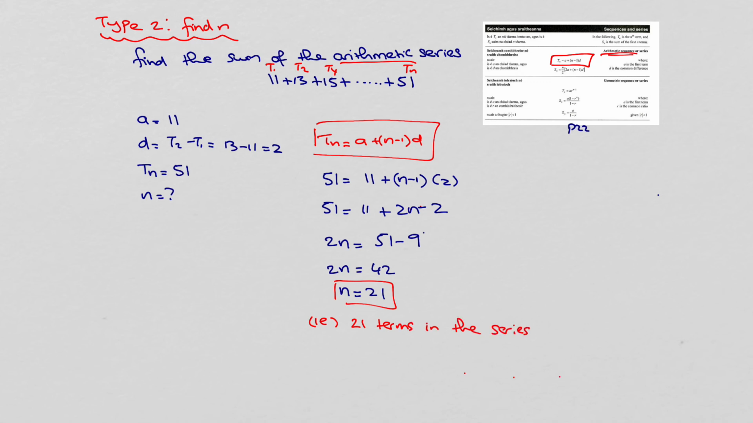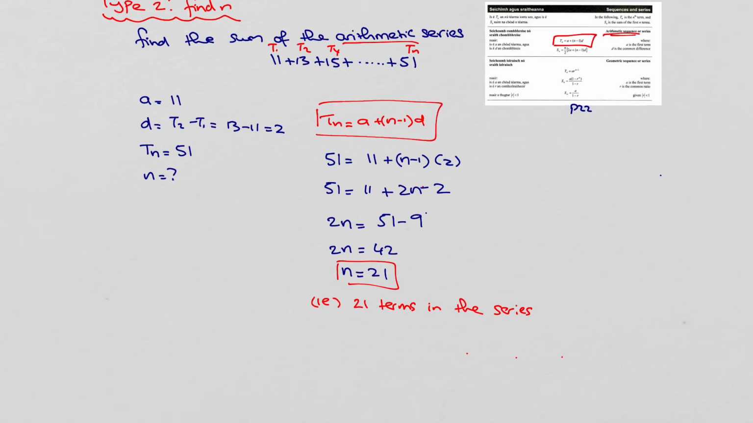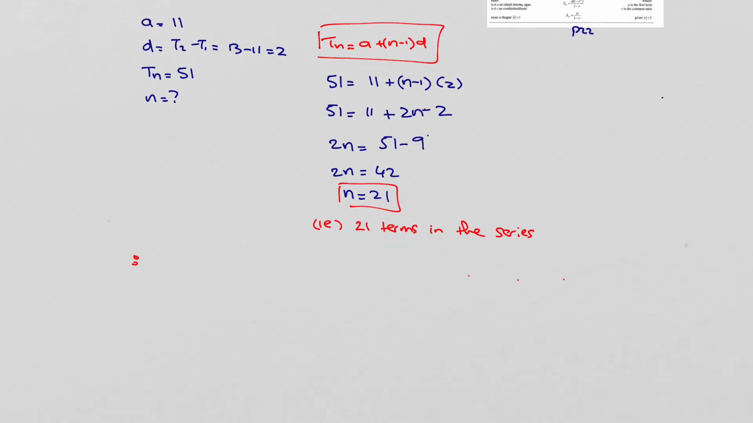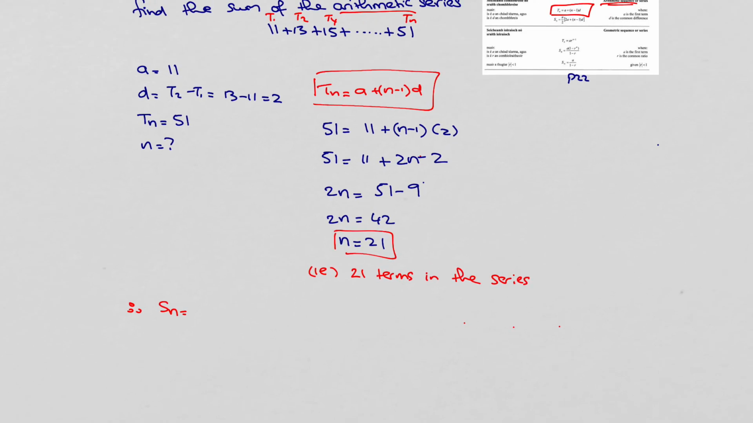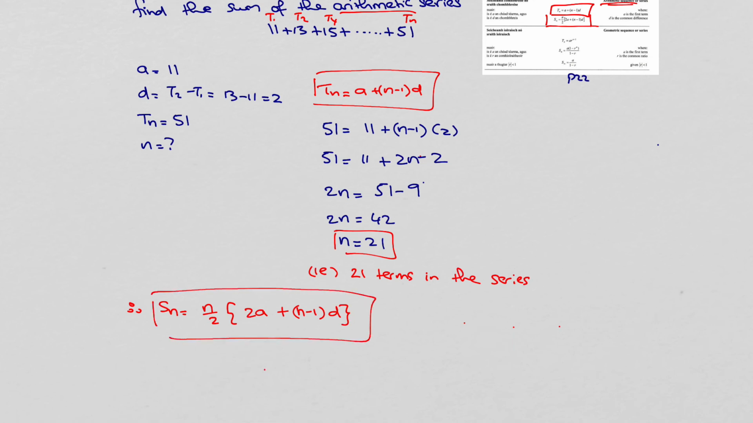So if I want to find the sum of this series, then I write down S of n. So again, from page 22, S of n is equal to n over 2 times 2a plus n minus 1 times d. I now know that n is 21, I know a is 11, and I know d is 2.